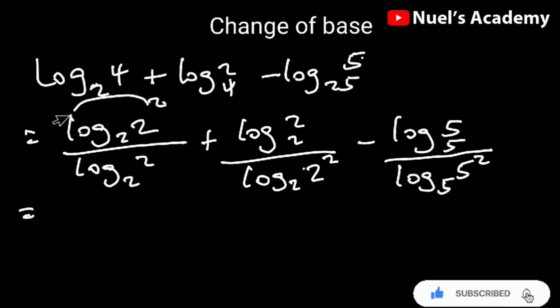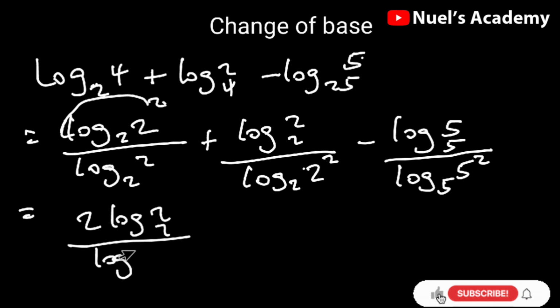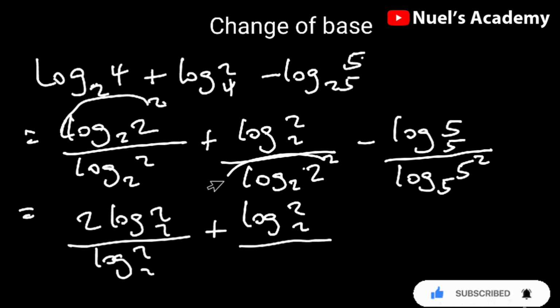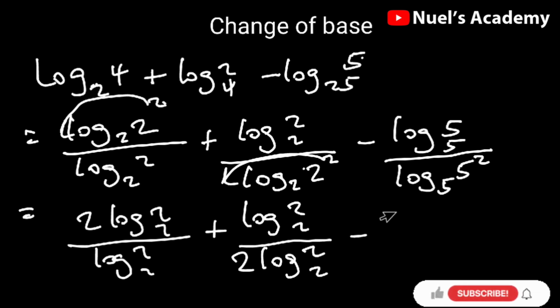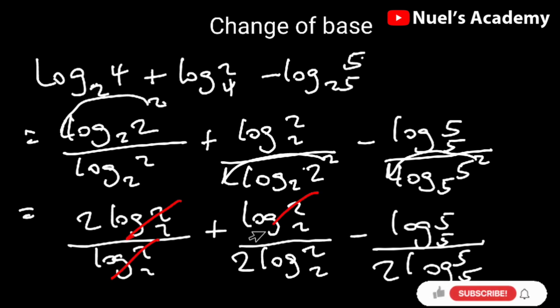So we are going to take these two forward. Then we have 2 log 2 base 2 over log 2 base 2. Then plus, we have log 2 base 2 over, we take these 2 in front of this log, so it now becomes log 2 base 2. Then minus log 5 base 5. We are going to take these 2 in front of this log, it is going to be log 5 base 5. So as you can see, this and this will cancel, this and this will cancel, then this and this will cancel.